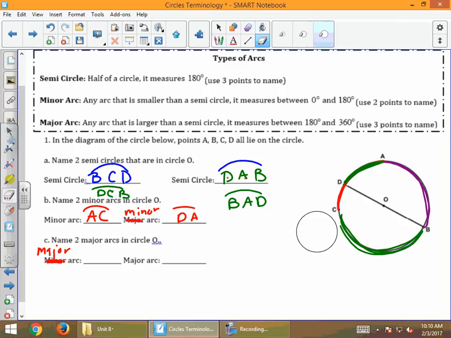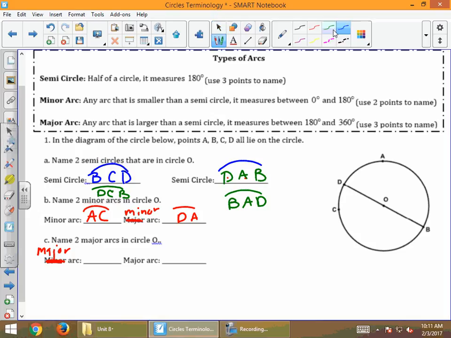Okay. For major arcs, are they bigger than 180 or smaller than 180? Bigger. How many points do you use to name a major arc? 3. Right? So think of major arcs go past the semicircle. They're bigger than a semicircle. So we're going to still use our arc symbol. Okay?